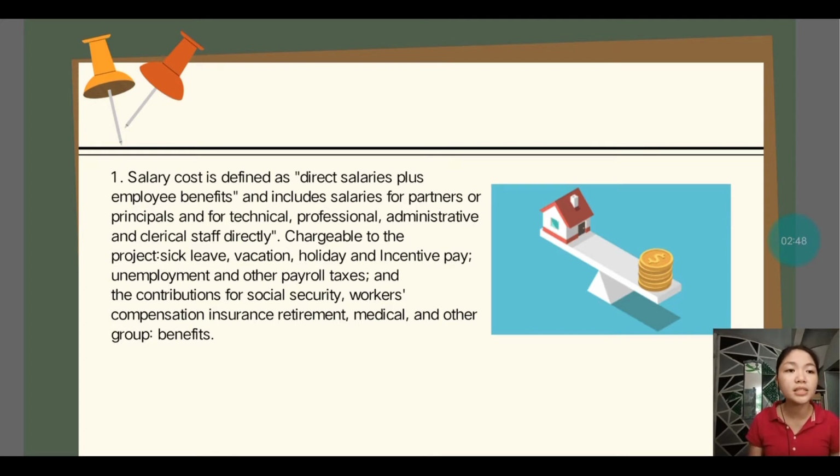Tapos, kung ano ang process nila sa kanilang salary, ganun din ang ibabalik nila sa kanilang mga employees or sa kanilang mga partners na sweldo. Isisweldo din nila sa kanilang employees.